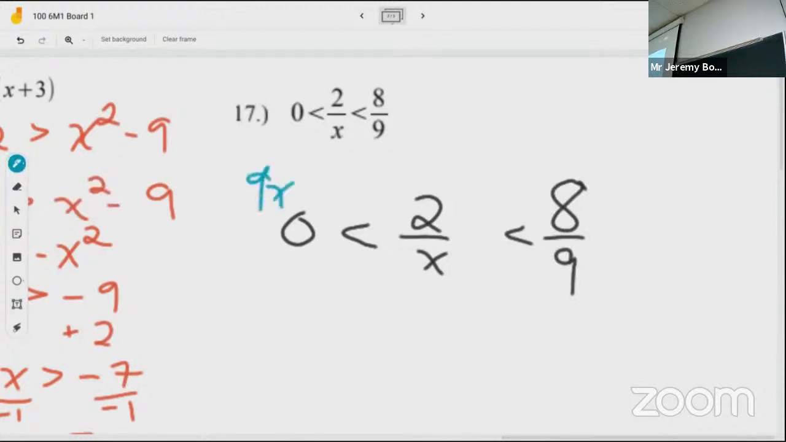Oh, I should have written it right there. So 9x times 0, 9x times 2 over x, and 9x times 8 over 9. But how do we know if we should switch the signs or not? Does anybody know?